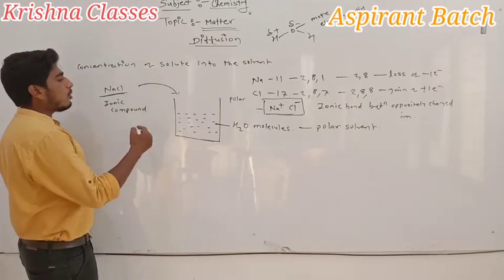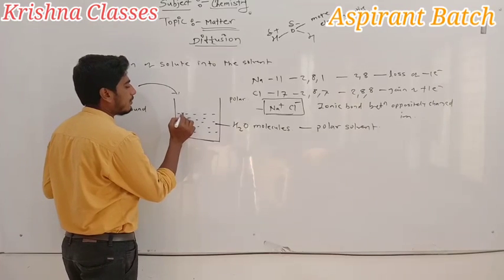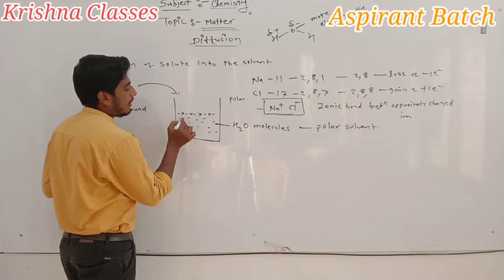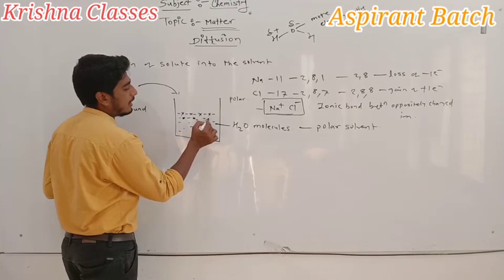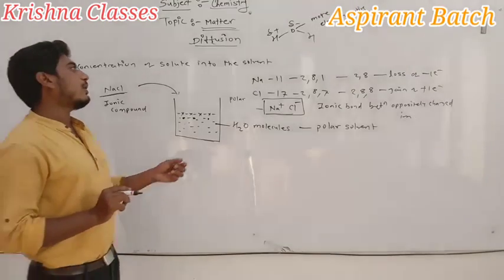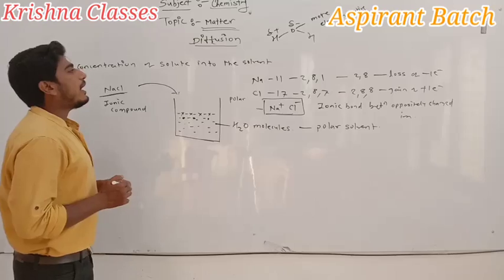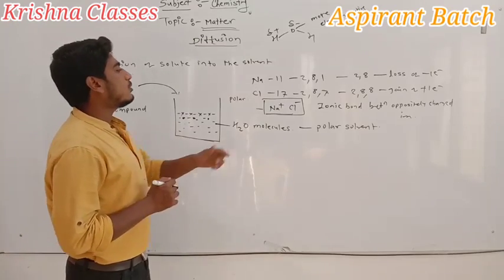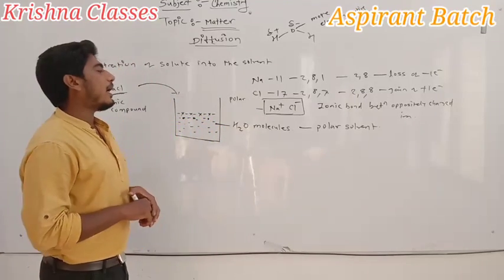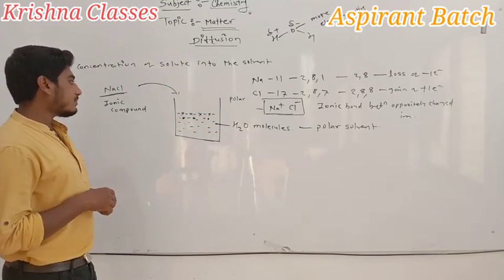And when sodium chloride is added into the water, what happens? The sodium chloride dissolves by formation of ions, that is, chloride ions and sodium ions. Sodium ions are surrounded by the positively charged hydrogen side, and chloride ions are surrounded as well. Sodium ion is surrounded by oxygen atoms, and chloride ions are surrounded by hydrogen atoms. That means the sodium chloride is dissolved in water.